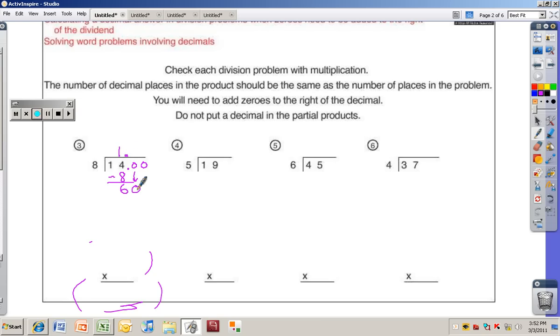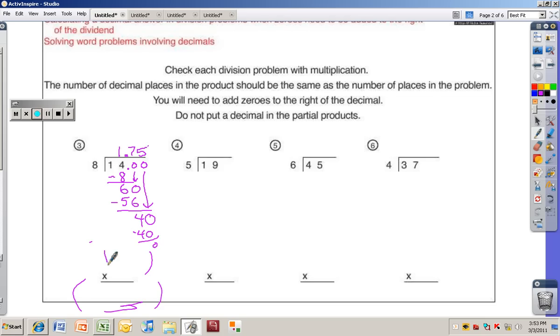8 goes into 60 how many times? 7. Okay, everybody should be doing this on their paper at home, right along with us. 7 times 8 is? 56. 60 minus 56 is? 4. Okay, what am I going to do now? Bring down the 0. Bring down another 0. 8 goes into 40 how many times? 5. 5 times 8 is? 40. And you get no remainder, so we're done bringing down zeros. If you had another number here, you'd add another 0 and bring it down. Just keep going until you get a remainder of 0 down at the very bottom.